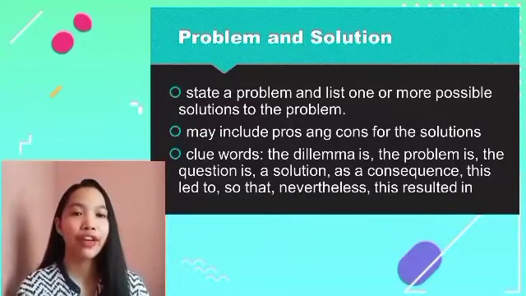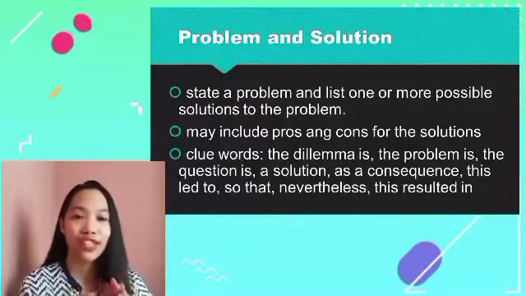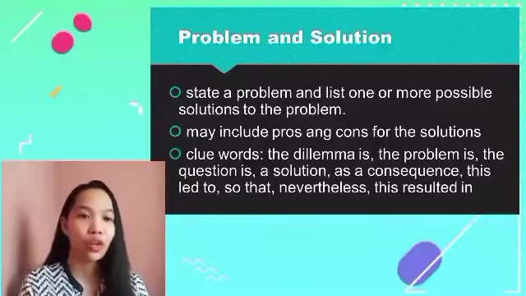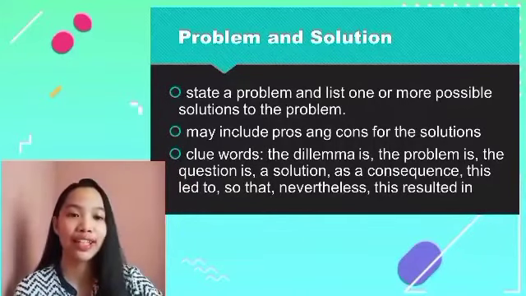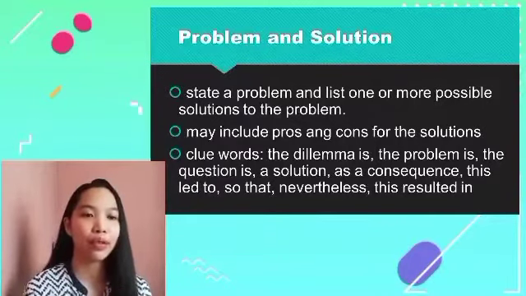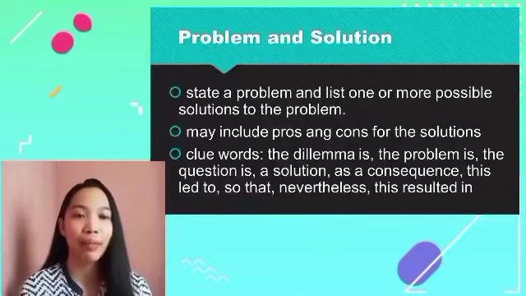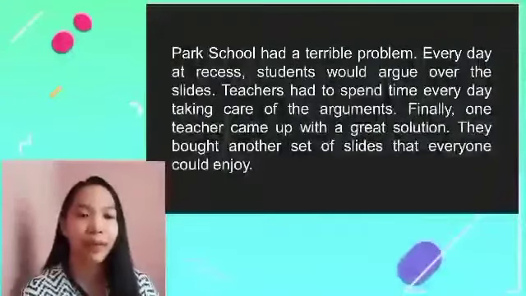For us to identify the problem and solution, we have some clue words. The first ones are: the dilemma is, the problem is, the question is, a solution, as a consequence, this led to, so that, nevertheless, this resulted in. So to further understand this structure, I'm going to give you an example. I want you to observe and analyze the paragraph, identify the clue words, and find the problem and the solution. So let's read the example paragraph.